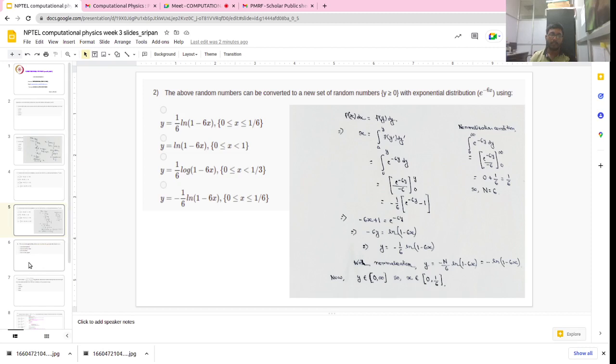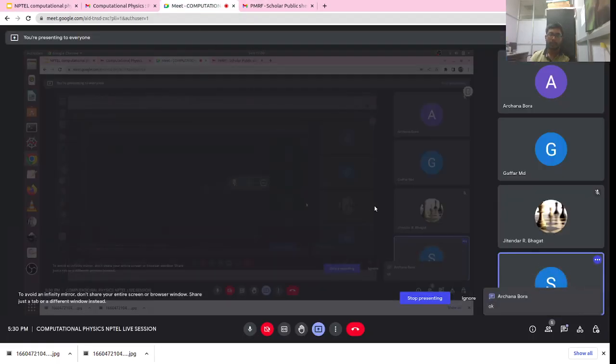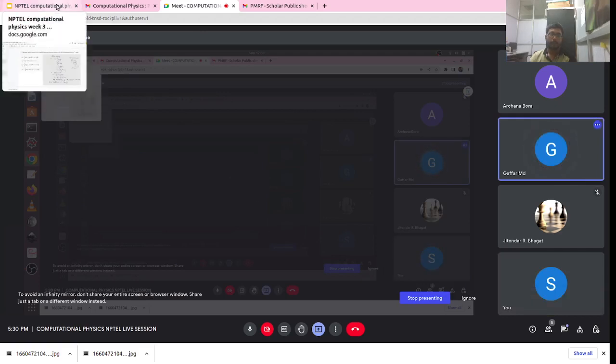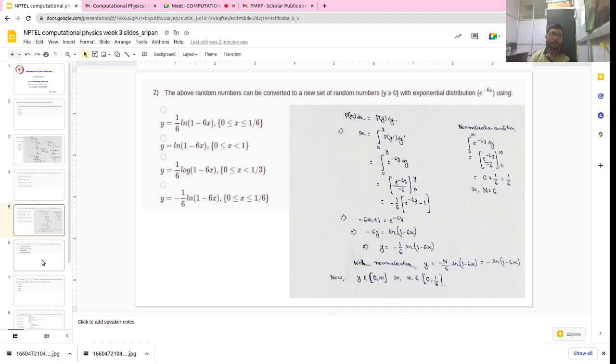So this is the process to do these questions. Sir, what value will ln 0 give? ln 0 will give you infinity. Okay, infinite. So let's move on to the next question.